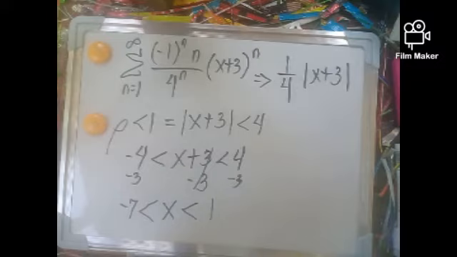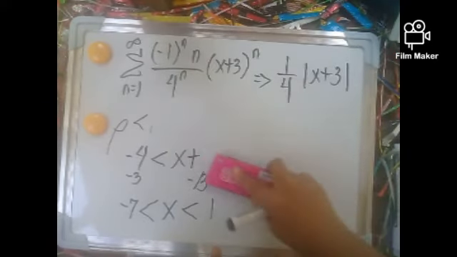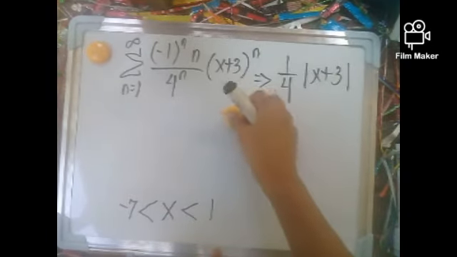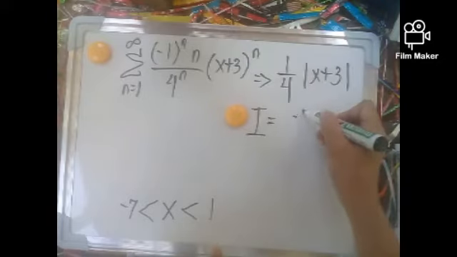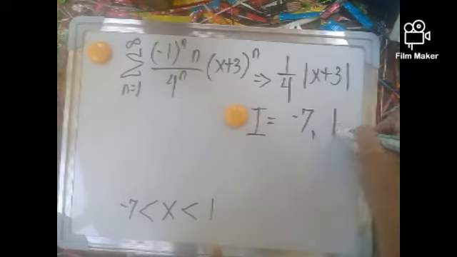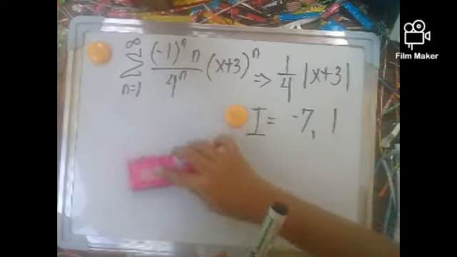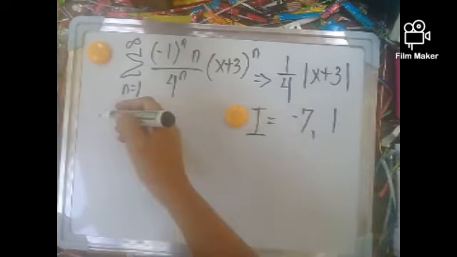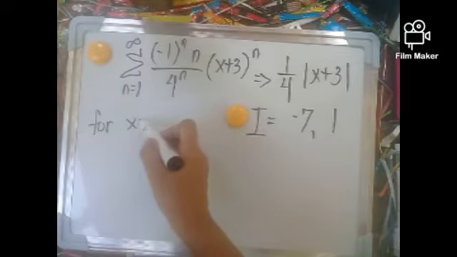Okay, we have the value. We have the interval. The values of interval, let's copy it here. Interval of convergence is equal to negative 7 and 1. Let's test if it will converge or if it will diverge. So let's take x is equal to negative 7.